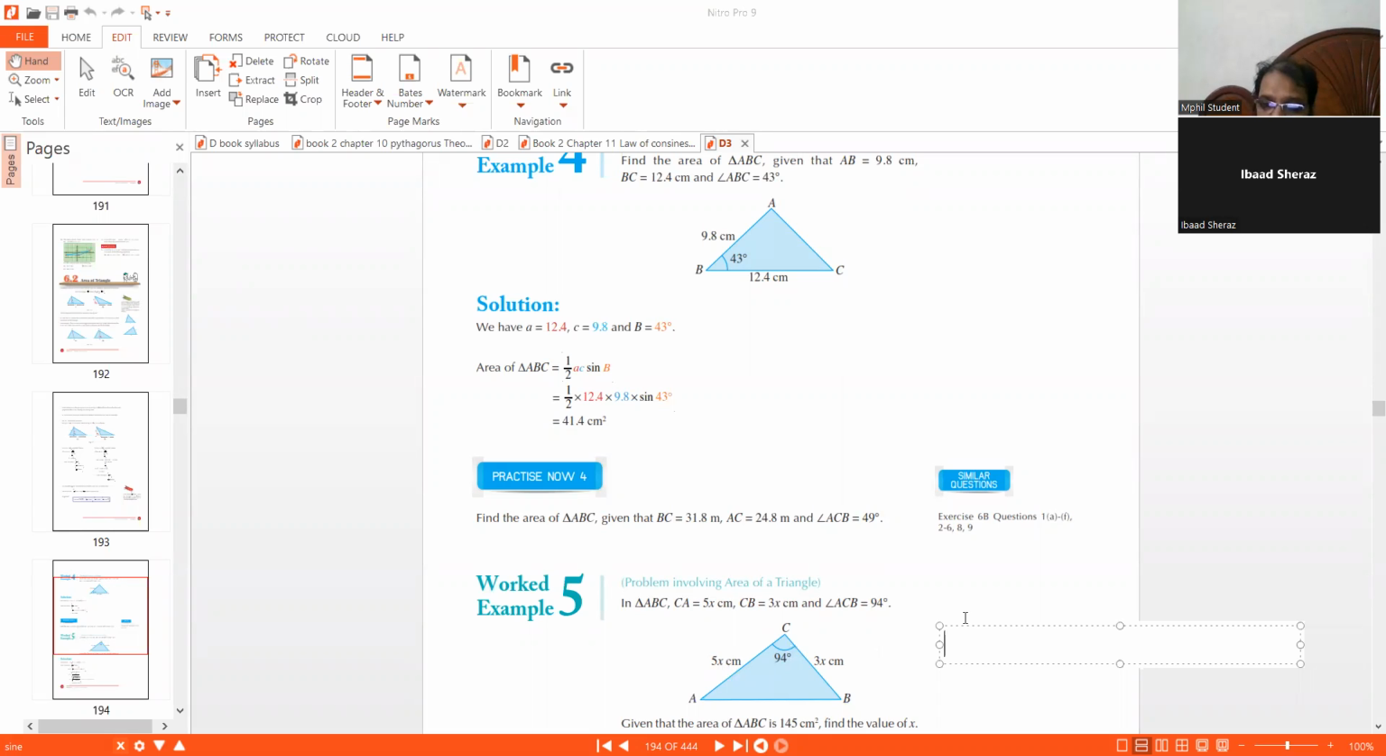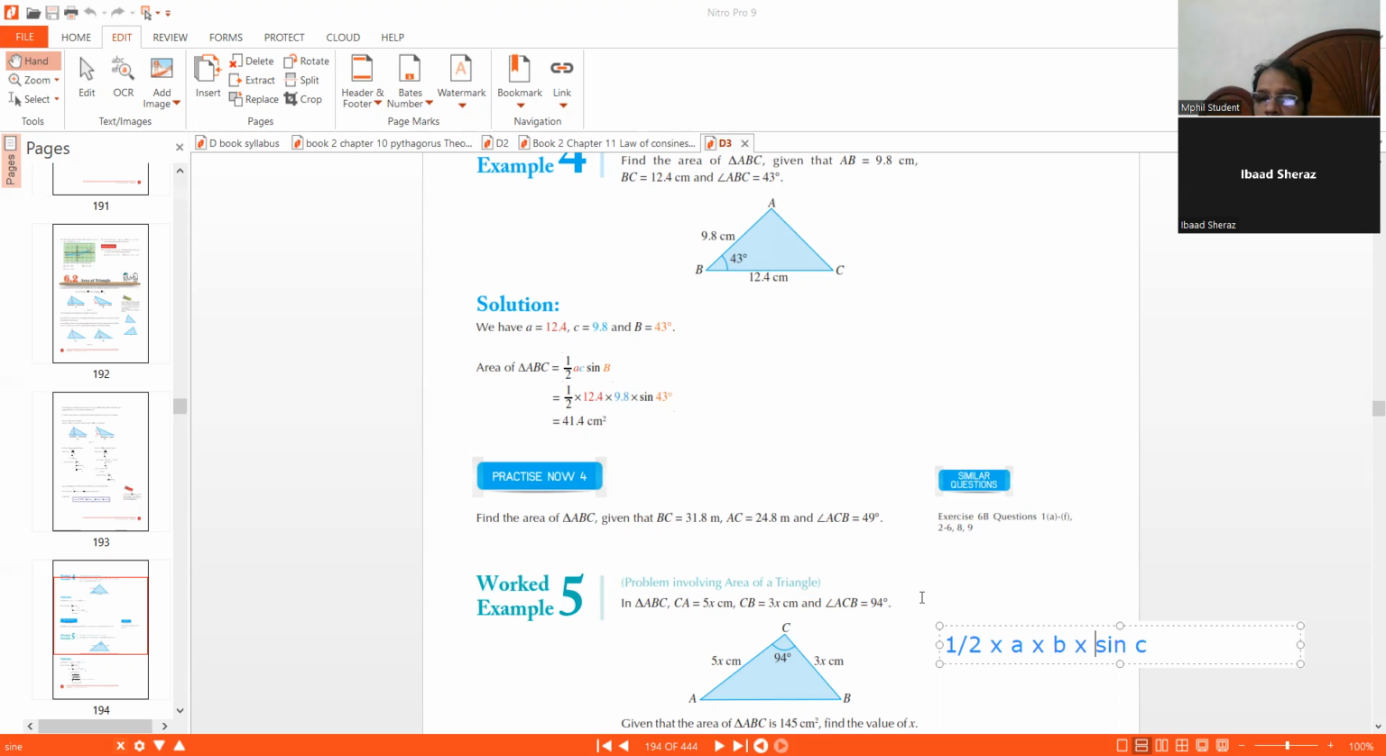So, I'll write the formula: 1/2 multiplied by a multiplied by b multiplied by sine C. So you do half times 3x times 5x times sine 94. Whatever the calculator gives you, that would be the final answer of area of triangle.